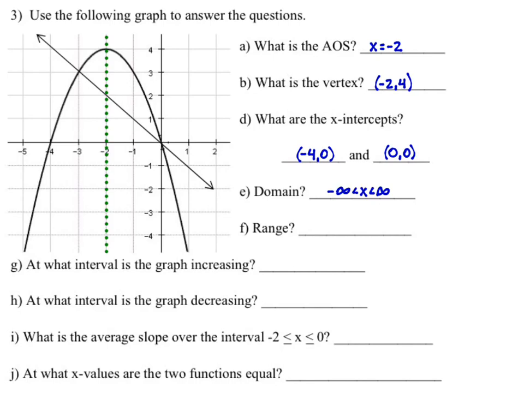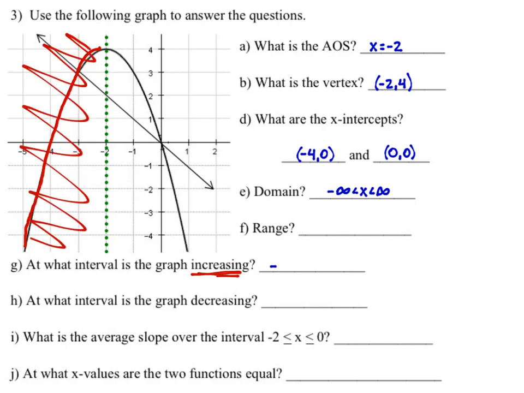I want to go down to h, where it says on what interval is the graph decreasing, because again, the decreasing is dependent on the axis of symmetry, and I already have that written. So which side of the axis of symmetry is the parabola decreasing? Well, it's going down on this side, so I'm going to highlight that. Oh, no, sorry, G is asking for which side of the parabola is the graph increasing. So this part's increasing, so that's from -infinity all the way to -2. Okay, so on that side, -infinity, less than x, less than or equal to -2.